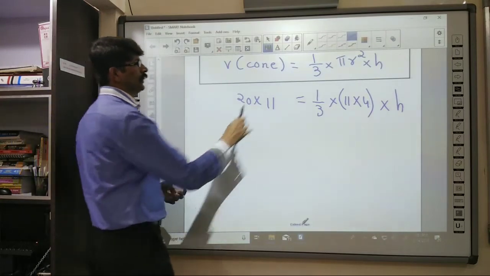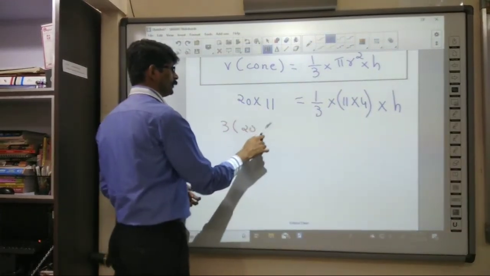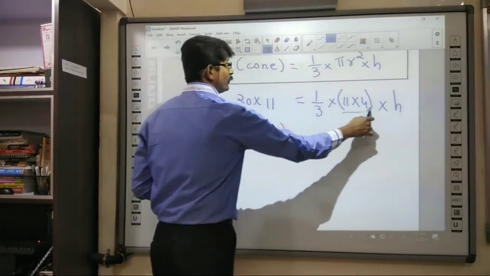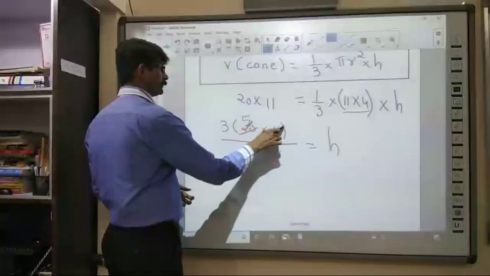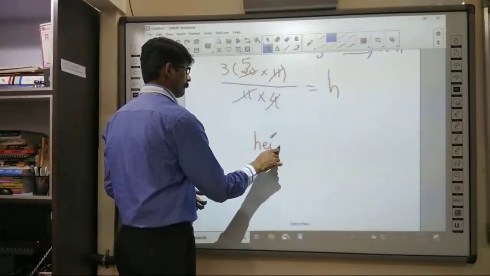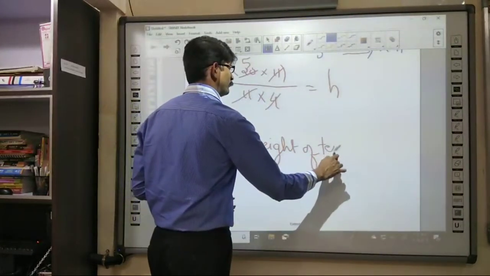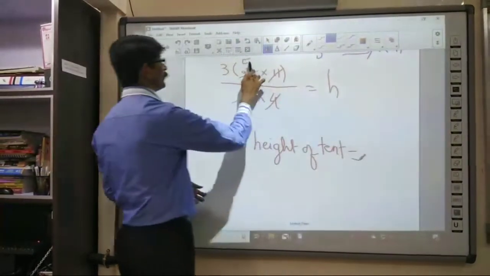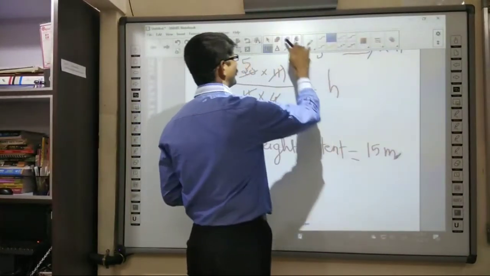So what I'm going to do, I'll just do cross multiplication. This 3 I'll take up, 20 into 11, and this 11 into 4 I will take in the denominator, which is equal to height. So 4 fives are 20, this 11 gets cancelled. So height of the tent is equal to 5 threes are 15 meters. 15 meters. It's that easy.